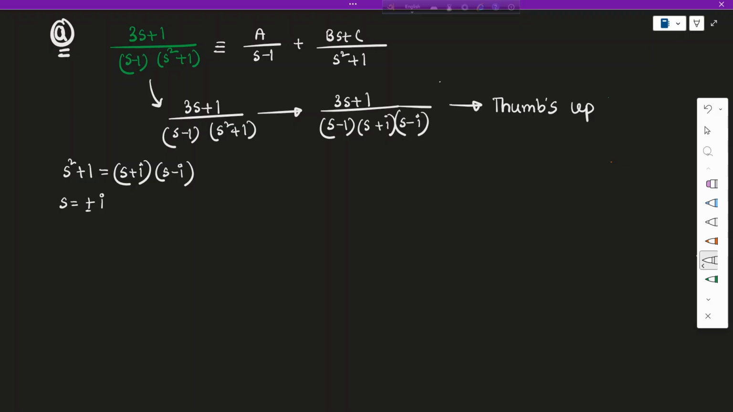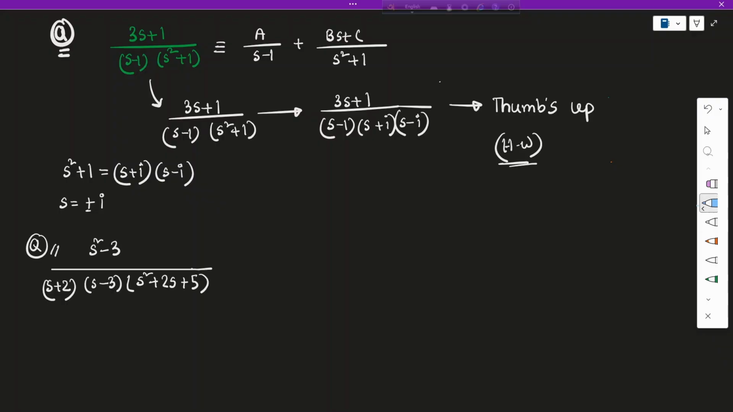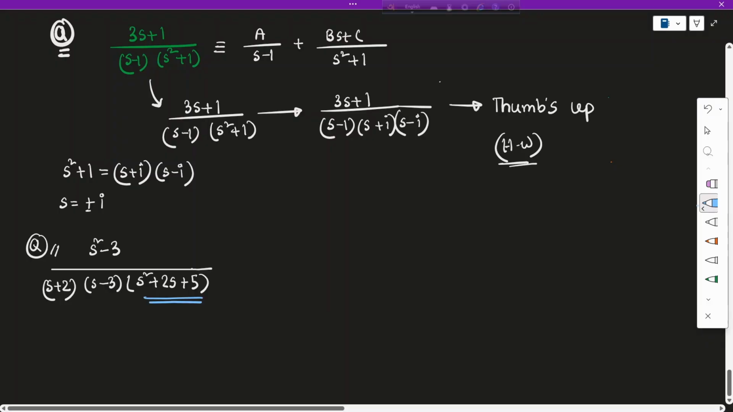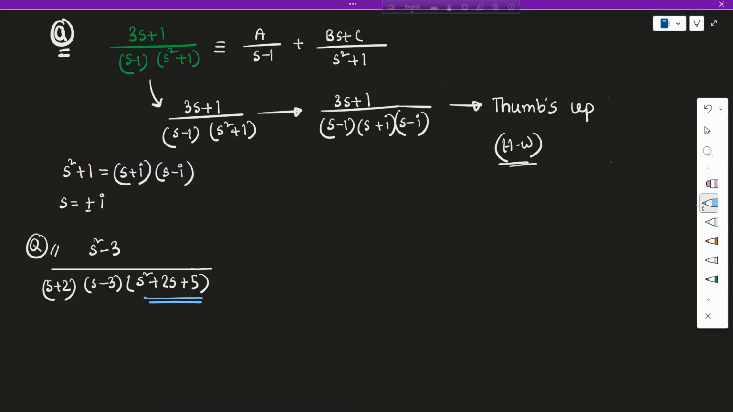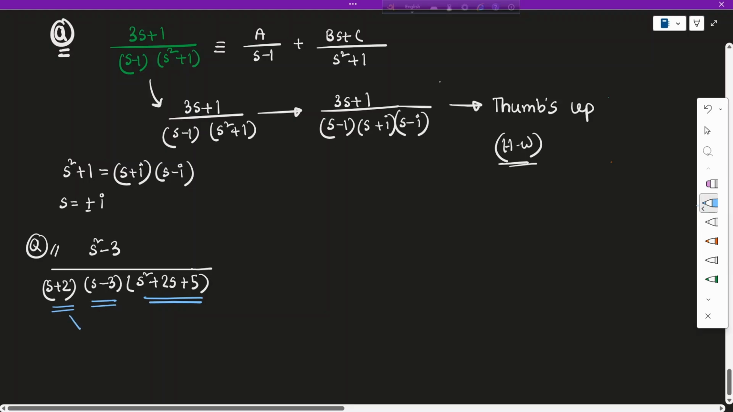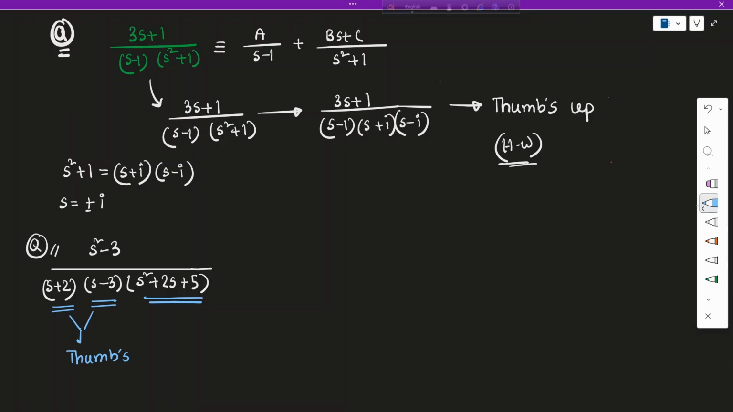Let's look at another example. This is going to be your homework, folks. And let's look at another example. All right, so this example is also pretty straightforward. It gives away the complex root bearing denominator right here. So for these two linear roots, thumbs up will be enough, right? We're going to use the thumbs up rule to determine the unknown coefficients. But for this one, we're going to have to use the complex roots method.